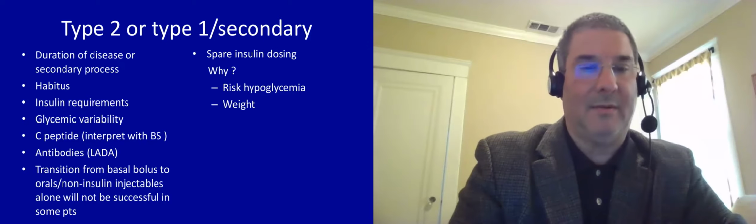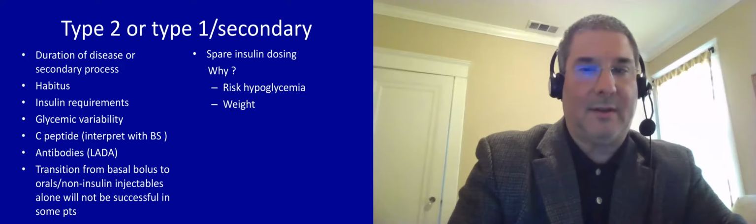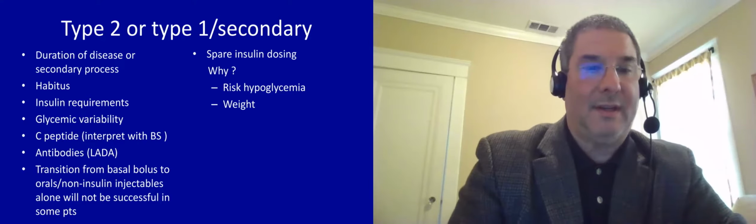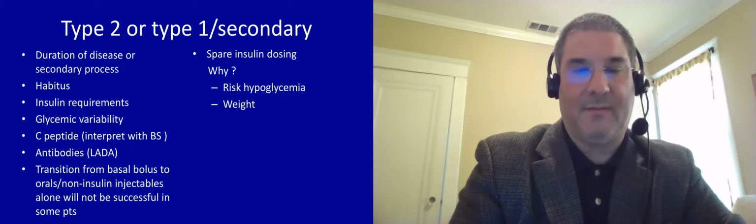We can check C-peptide. You want to interpret that with the blood sugar. We can check type 1 antibodies to assess latent autoimmune diabetes of adulthood. This is a type 1 process that is a more prolonged course, with patients potentially going without insulin for a long time. But the bottom line is, if a patient looks clinically to you like they're a type 1 patient, then in all likelihood they're going to need to be treated that way, and getting them off insulin completely may not work. So it's okay if patients need insulin, and you just want to make that judgment when you start, and then as you progress if you're noting problems.